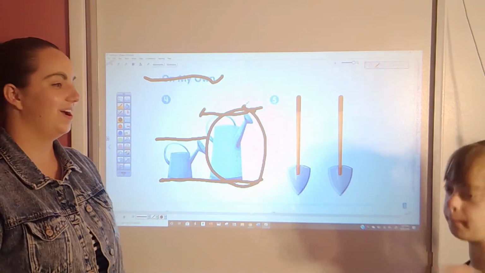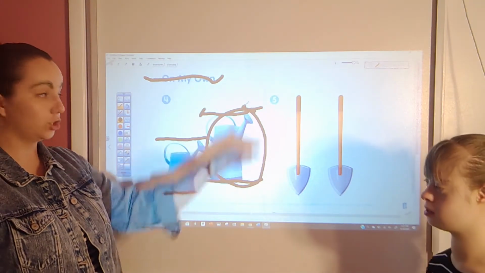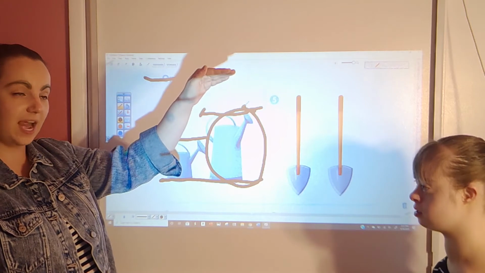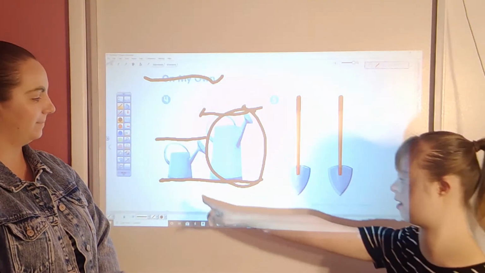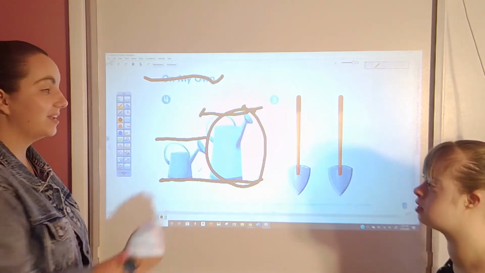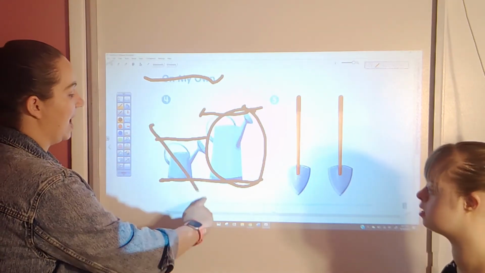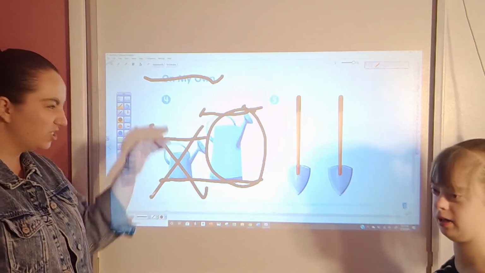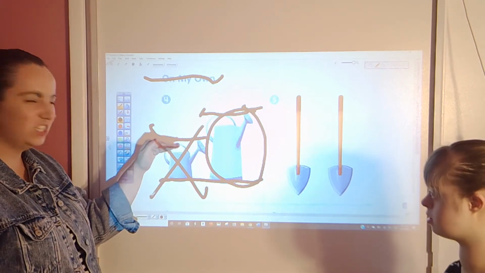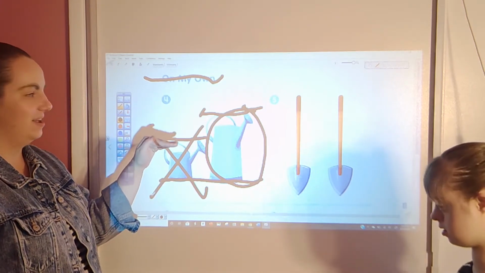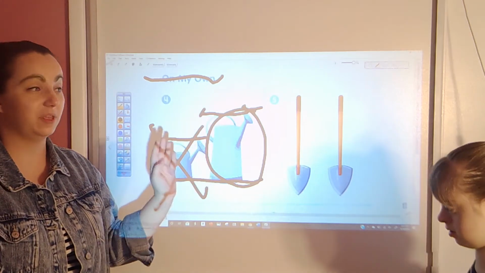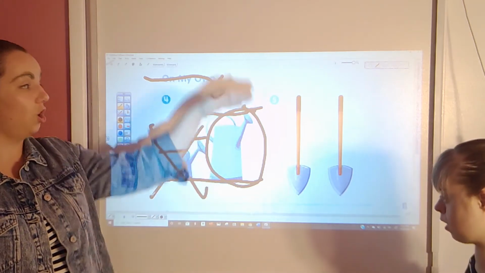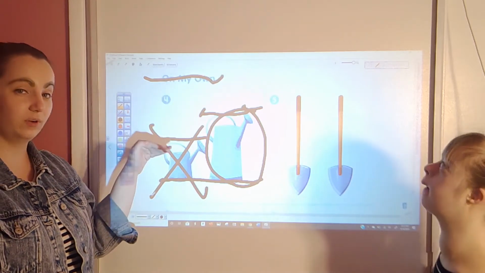Okay, if that watering can is taller, which watering can is shorter? Not as tall. Which one? Yes, that watering can is shorter. So put an X through it. It's shorter. Only this tall and shorter. Nice job. We compared the watering cans, found they were different heights, found the taller one and the shorter one.